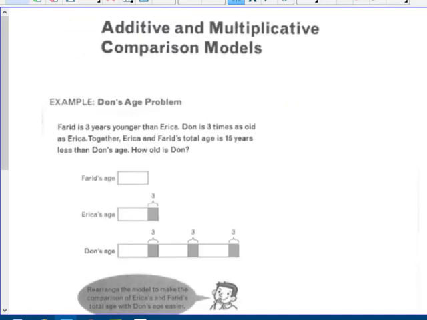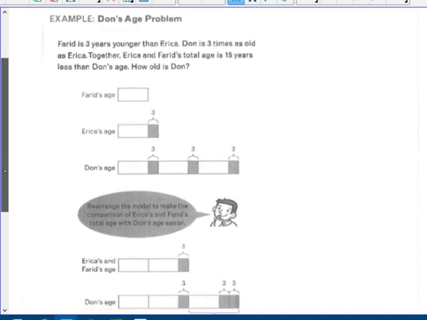So on to page 17. Additive and multiplicative comparison models. Here's an example. Don's age problem. Farid is 3 years younger than Erica. So you're going to draw his bar a little bit shorter than Erica's and add that little extra 3 years on. Don is 3 times as old as Erica. So take Erica and replicate it 3 times.